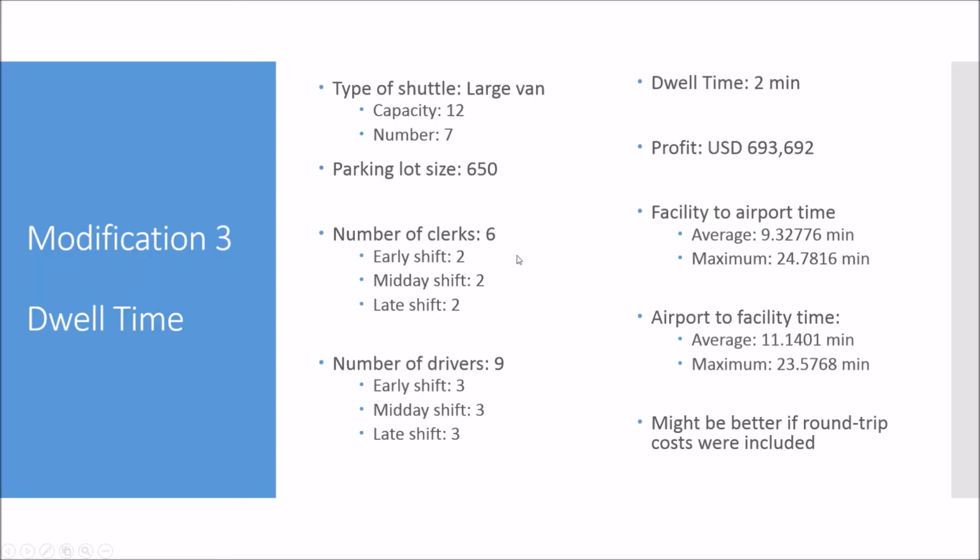So with this modification, what we propose is a dwell time of 2 minutes at the same parking lot size of 650, and the profit that we get is about 693,000, which is a small increase from the original model. And with this, we can have competitive traveling times, but this solution might actually be better if we could have more information about the round trip costs that the shuttle has for each round trip.